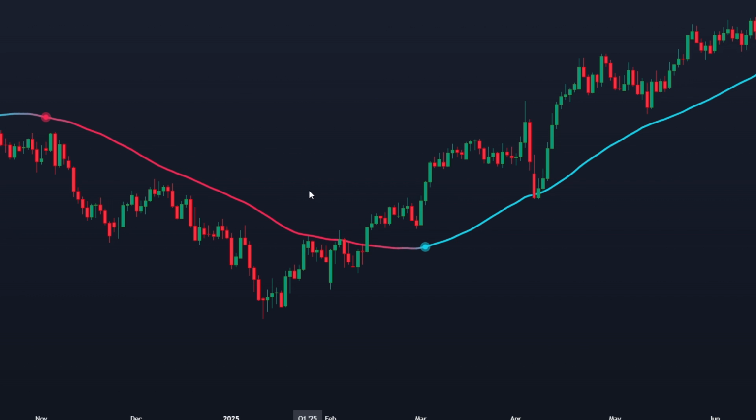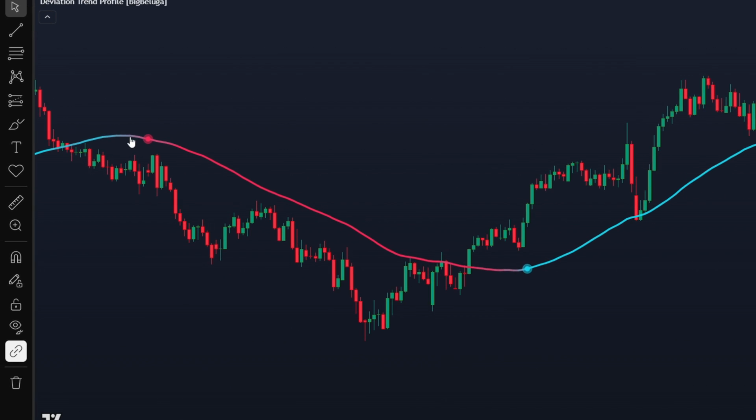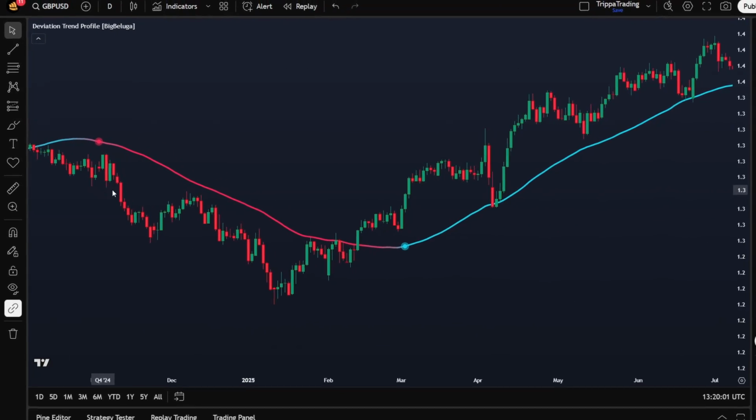Sometimes you'll notice the line isn't completely blue or red. It might appear in between. That usually means the market is not trending strongly, and we're in a possible range or consolidation phase. But the best part about this indicator is what comes next.